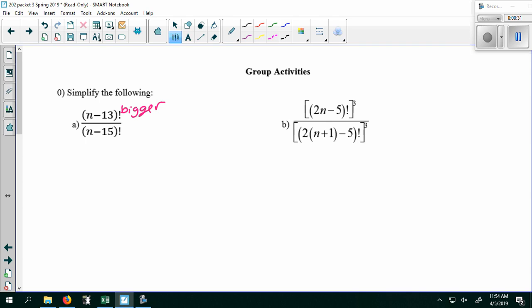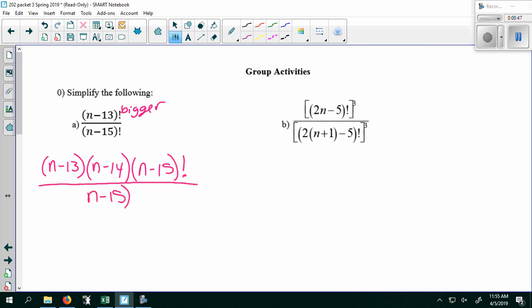So I'm going to start by writing out the factorial for n minus 13. So it's n minus 13 times n minus 14, right, one smaller, times n minus 15 factorial. And then the bottom is n minus 15 factorial. Those cancel, and you just are left with n minus 13 times n minus 14.